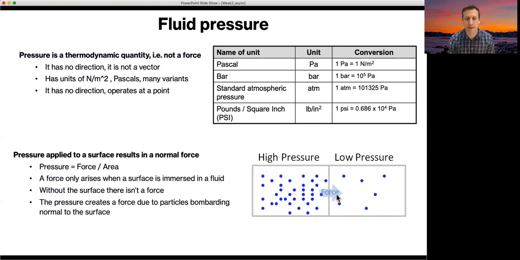So it helps to visualize what pressure actually is at a microscopic level in a fluid. Down to the individual molecules that are bombarding a surface, you can start to see that pressure is a description of the particles' speed, velocity, and their density. But more importantly, the frequency of collision with a solid object, whether that's a wall or a body that's immersed in the fluid. And so it's really key to point out that the force only arises when the surface is impacted by the fluid. Remember that pressure is the force divided by the area. The force is the area times the pressure. Without the surface, there isn't a force.